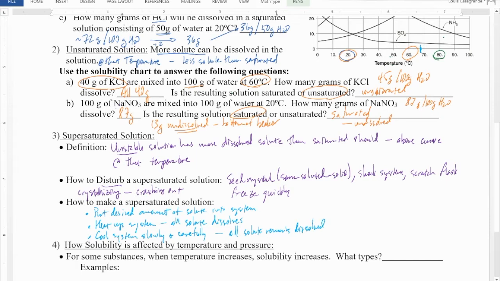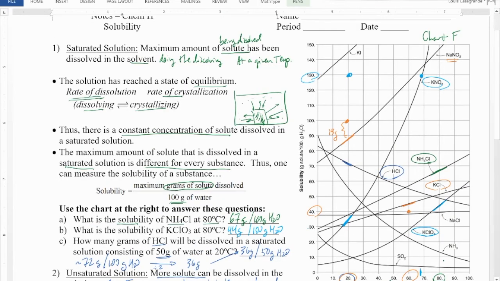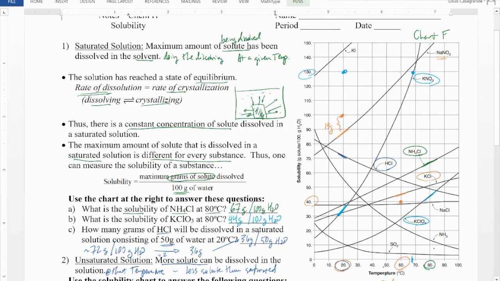There isn't any solid solute in the system to give us a saturated solution. In fact, if we had solid solute, we'd be disturbing the system like a seed crystal. So let's go back up to our diagram. And so we're going to cool this slowly and carefully.